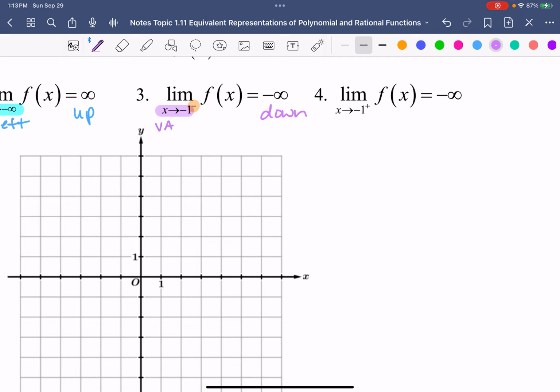There is a vertical asymptote at x equals -1, and this is from the left side of the vertical asymptote that the y values are going down. Okay, now we have another limit statement as x approaches -1, it's also going down. So this must be talking about the same vertical asymptote that is at x equals -1, but this side is from the right, and again, it is also going down.